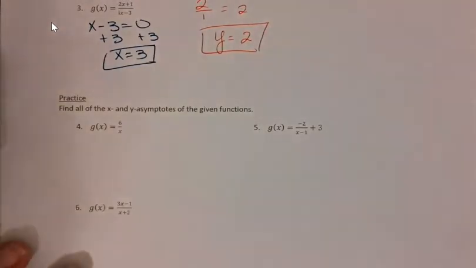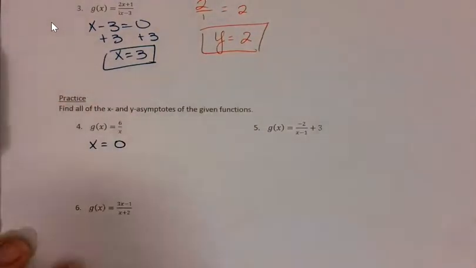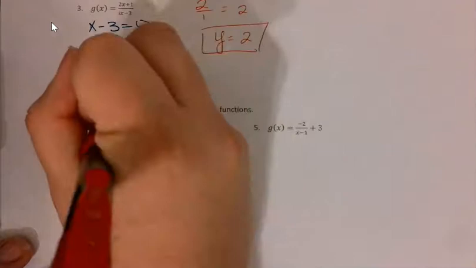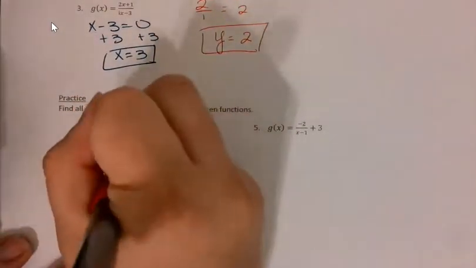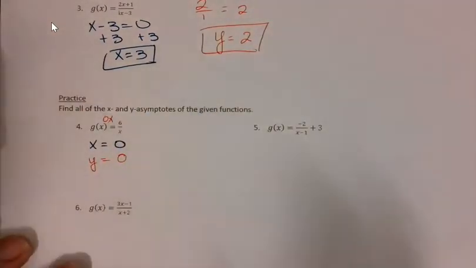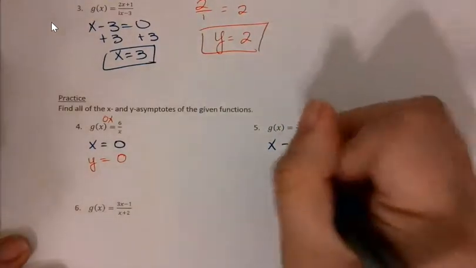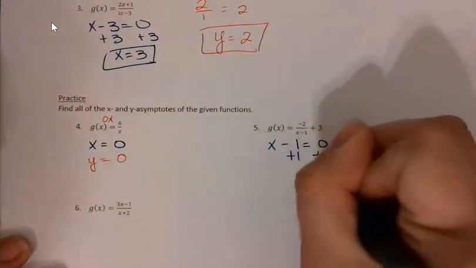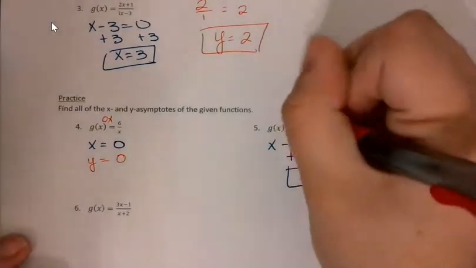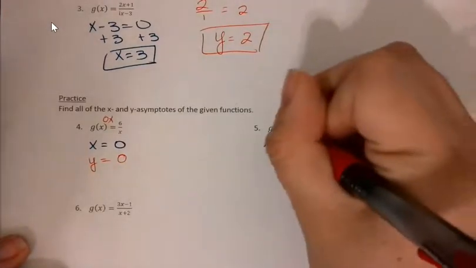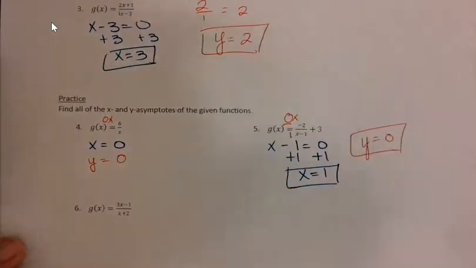Okay. So I'm going to go ahead and start this. For my x asymptote, I take my denominator and set it equal to 0. For my y asymptote, there is no x term on top, so I'm going to do 0 divided by 1, which is just 0. Over here on number 5, I take the x minus 1, set it equal to 0. I add 1 to both sides. I get x equals 1. Same thing over here. I have no x term, so I have 0x divided by 1x, which gives me y equals 0 for my other asymptote.